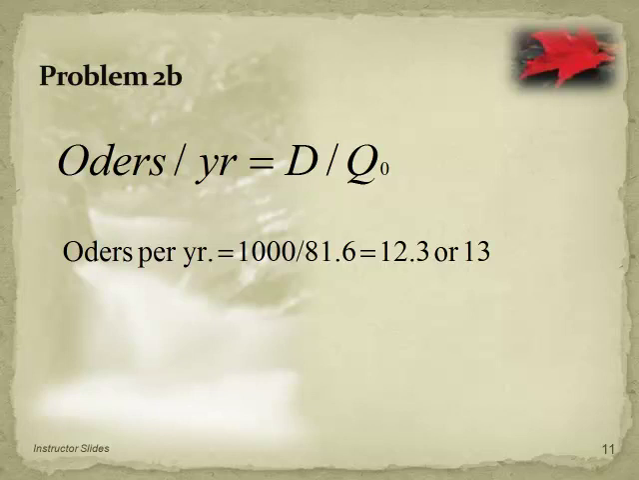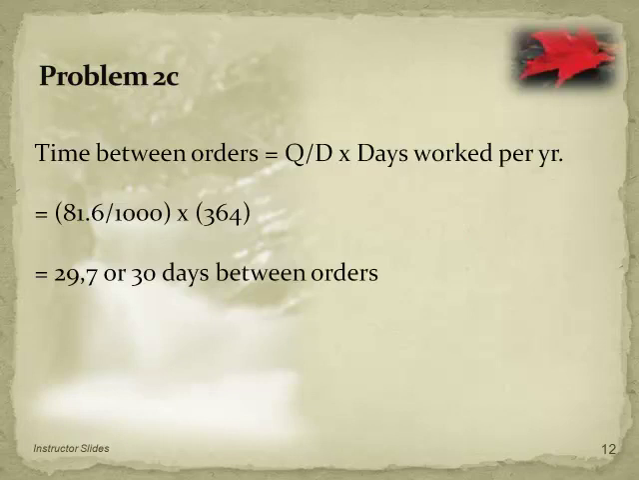So 13, that sounds like, how many months are there in a year? There are 12 months in a year, and we have 13 orders in a year. So I bet the next question, on the amount of time between the orders, the cycle time, is going to be pretty close to a month. Let's go through the calculations here.